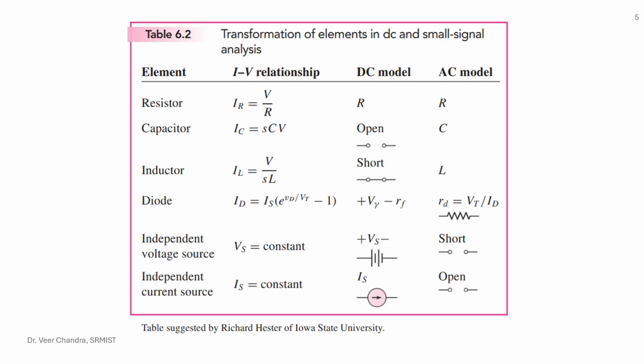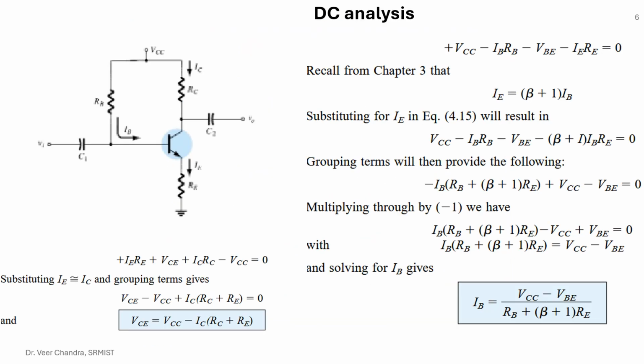Check it here. In case of a resistor, R and R means it will act as a resistor only. In case of a capacitor, it acts as an open circuit in the DC model, while it will act simply as a capacitor in the AC model. Similarly, you can just check it. So let's start from the DC analysis.